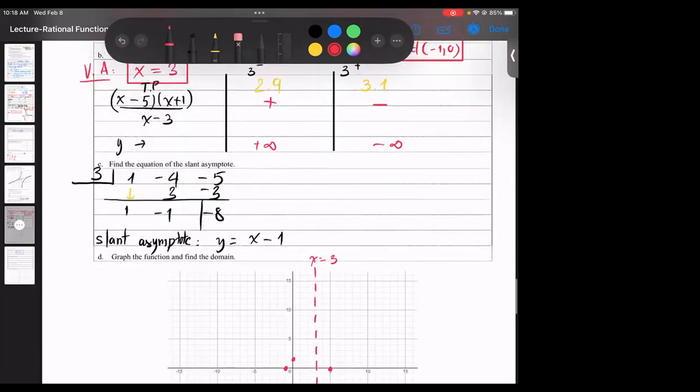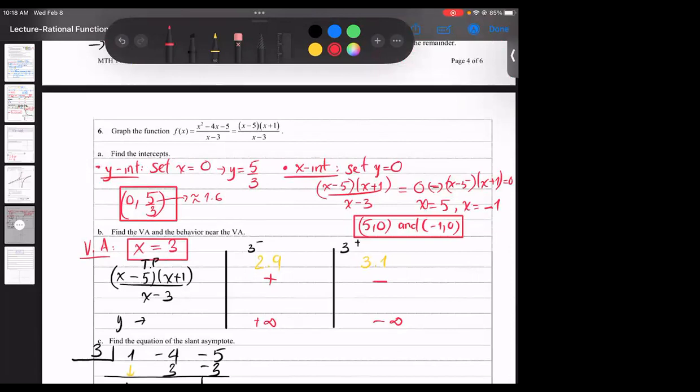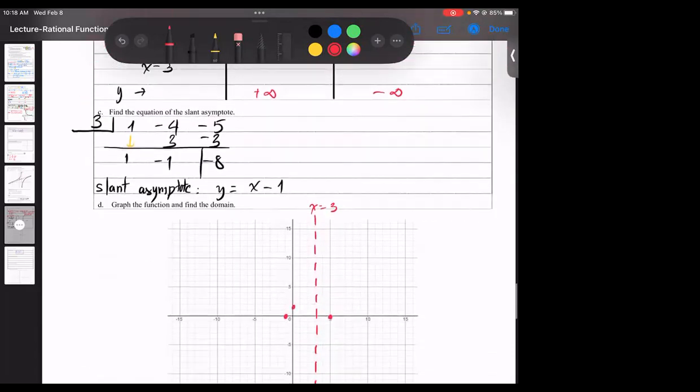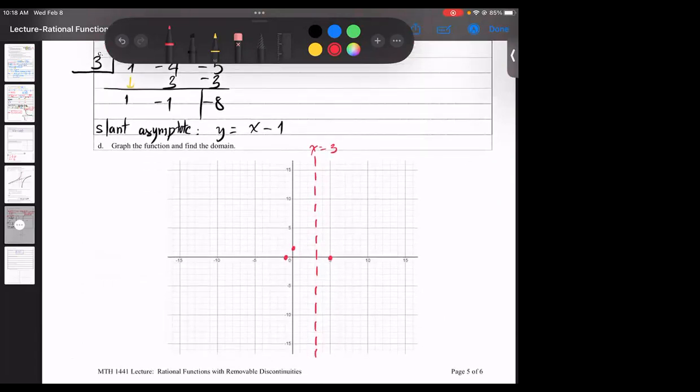There's no horizontal asymptote. Why is there no horizontal asymptote? The degree of the numerator is bigger than the degree of the denominator. But that will be the slant asymptote. So y equals x minus 1. Rise over run again. So -1 is your y-intercept. How many units do I rise? How many units do I run over? 1, 1, right? So 1, 1.